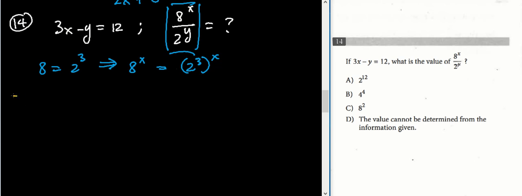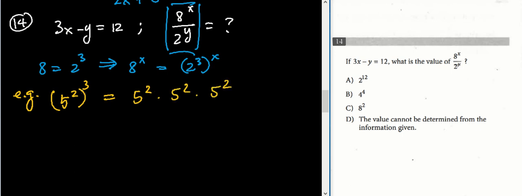So let's look at an example. I think that understanding this exponent rule is much easier by looking at an example. So suppose you had something like this, where you had 5 squared raised to the third power. So what does this mean for us? 5 squared raised to the third power is the same thing as saying 5 squared times 5 squared times 5 squared. That's what raising something to the third power means.